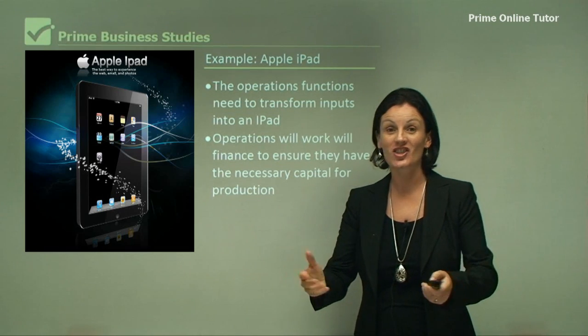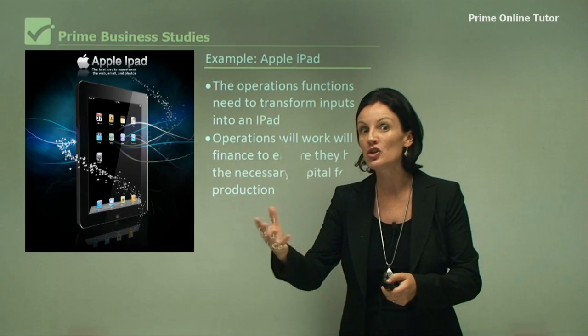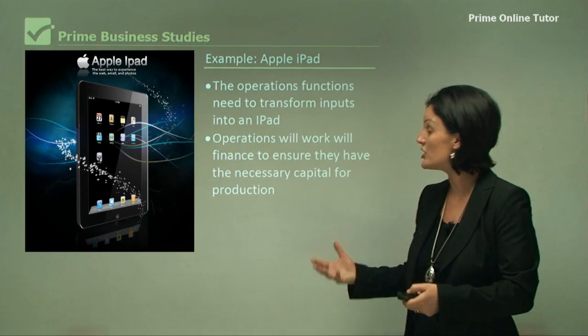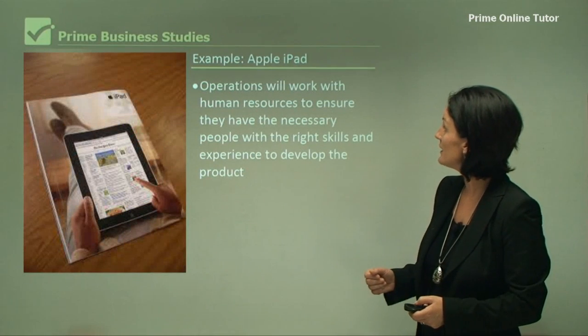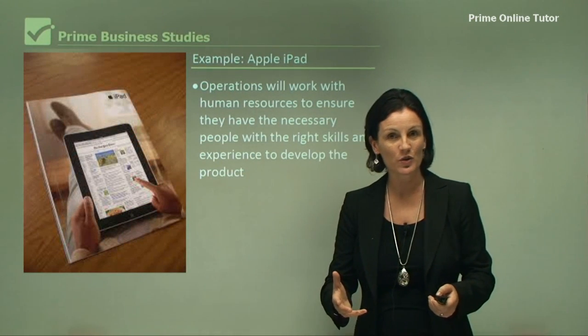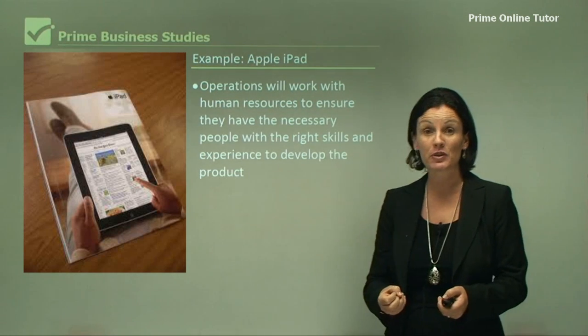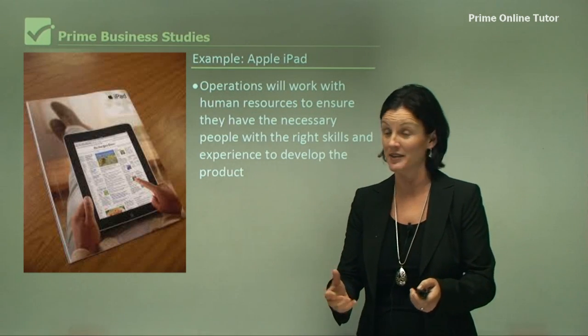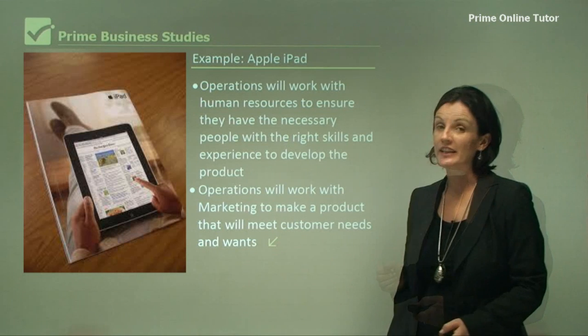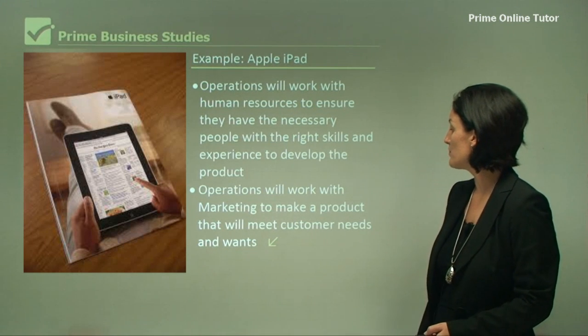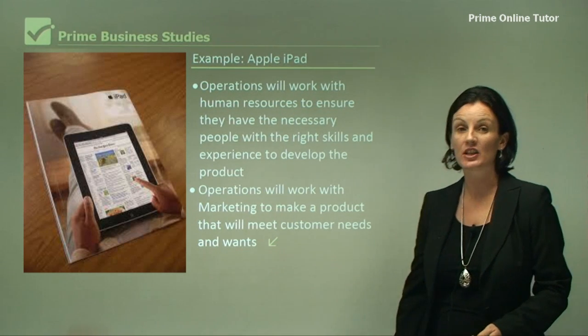The operations function needs inputs. They need money to buy those inputs. So therefore, they need to work with finance. Secondly, they need to work with human resources because they need people with the necessary skills and experience to develop those iPads. And finally, operations will work with marketing to make a product that will meet consumers' needs and wants.